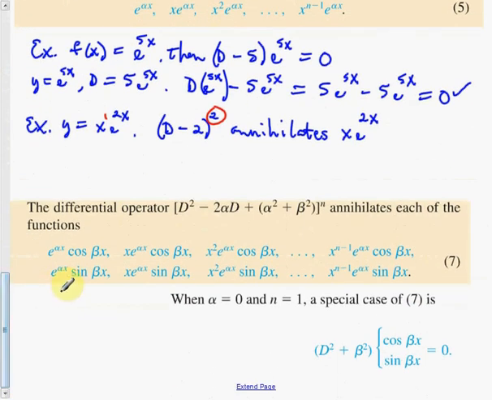Now for sines and cosines, we use this very complicated formula. So if it's any combination of e to the alpha x times cosine beta x, x times e to the alpha x times cosine beta x, x squared e to the alpha x cosine beta x, all the way up to x to the n minus 1 e to the alpha x cosine beta x. The same chart works out for sines as well, so we use this formula right here.